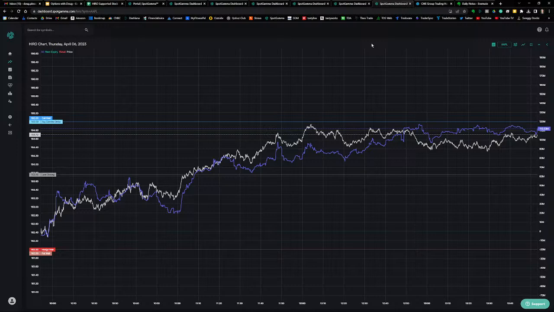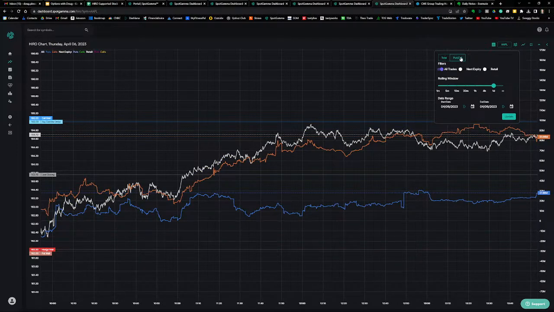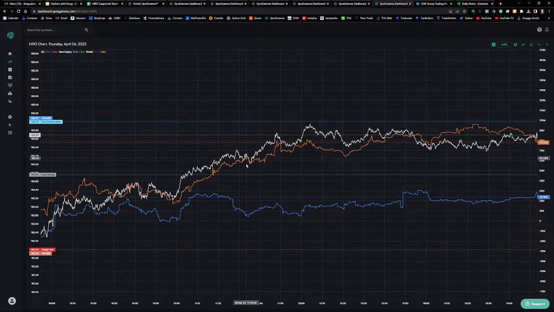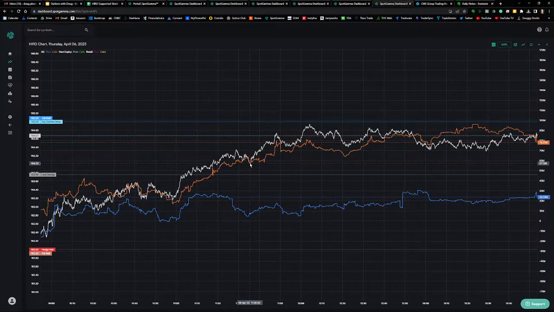Just very strong uptrend today. And traders were buying calls pretty much from the open. And that is shown by this rising orange line. This indicates positive delta. Traders are buying calls. And if you're looking to go long on a stock, this is certainly what you want to look for.